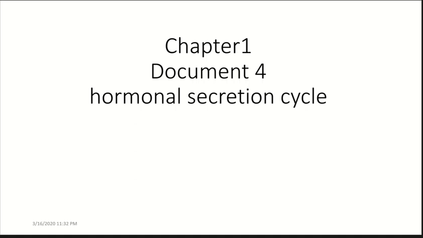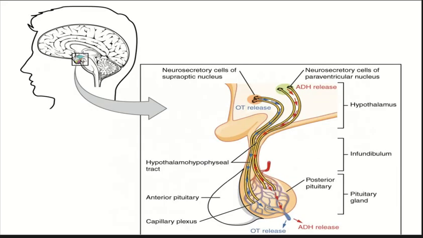Today we'll explain document 4 in chapter 1, which is the hormonal secretion cycle. In this video we'll explain the hormonal regulation of the female reproductive cycle. We will start with the hypothalamus. The hypothalamus regulates the hormones released by the anterior pituitary.